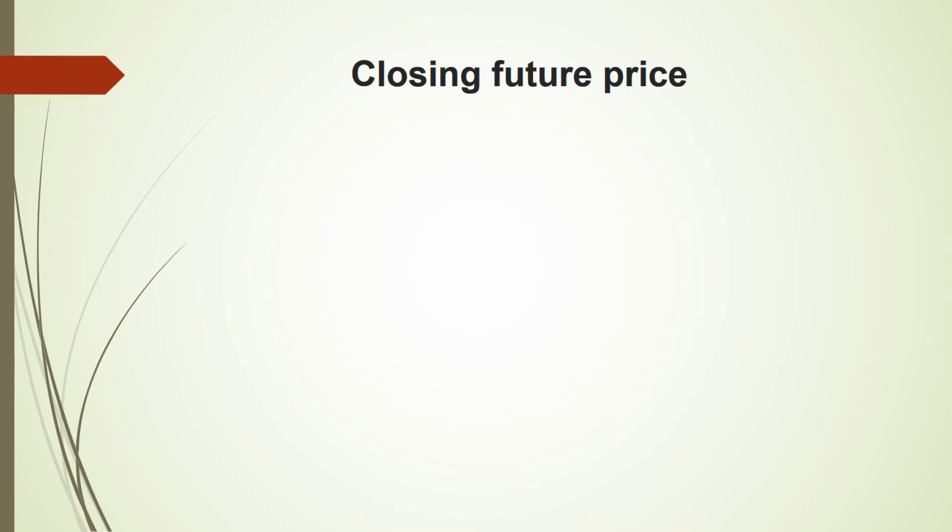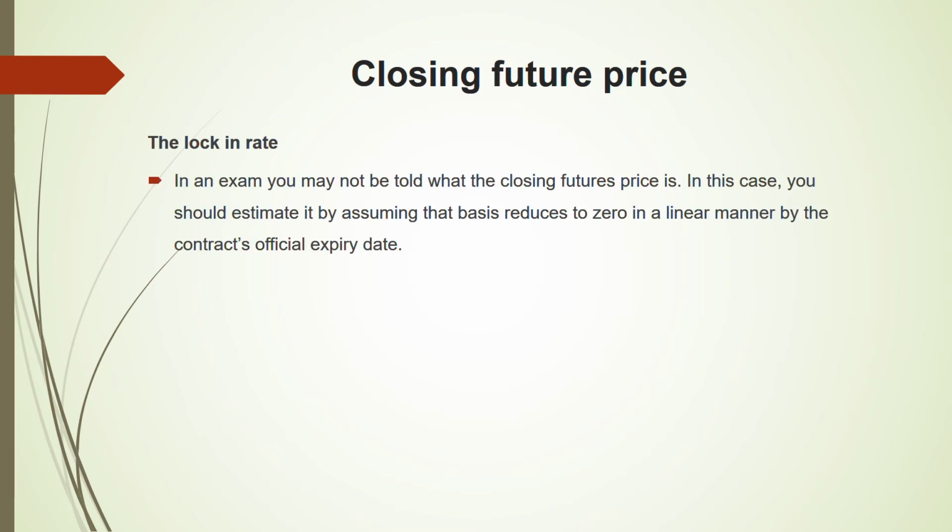Now, here also you need to find out the closing future price, which is known as lock-in rate or closing future price. Okay. Remember, in the exam, whether it is interest rate risk or currency rate risk, you will not be told what is the closing future price. In fact, you have to find it out. Because without that, you cannot find out the profit or loss on the future. Okay, so you have to find out. And the way you find out is very similar to the exchange rate risk.